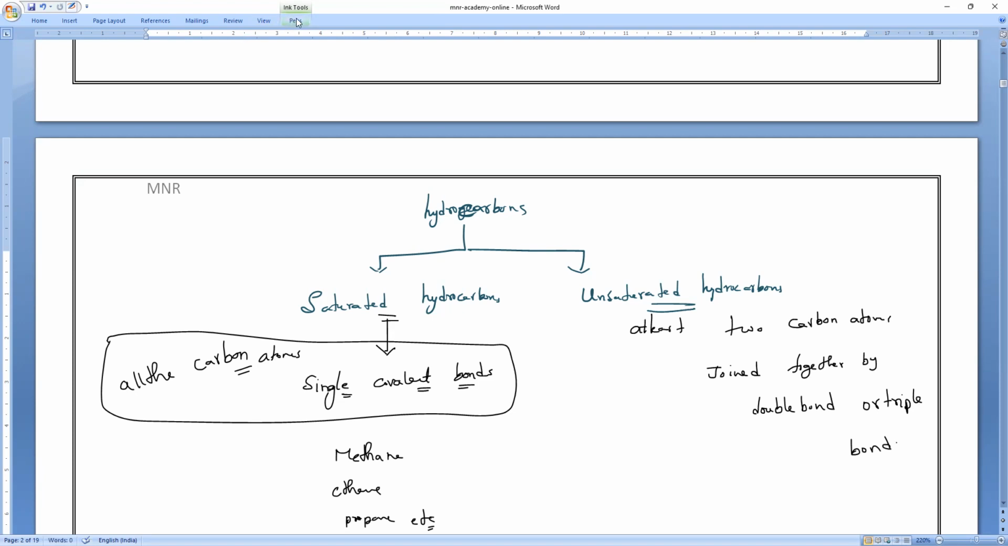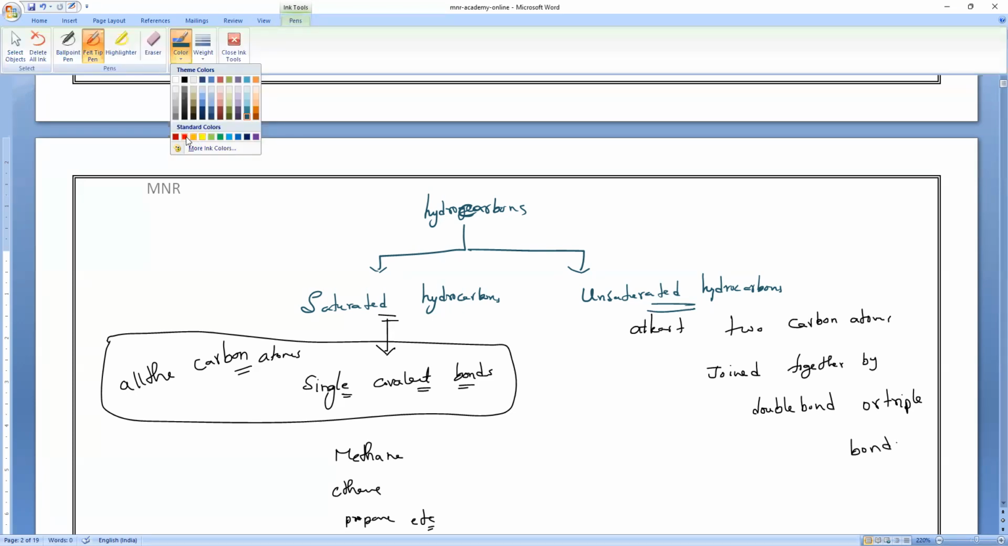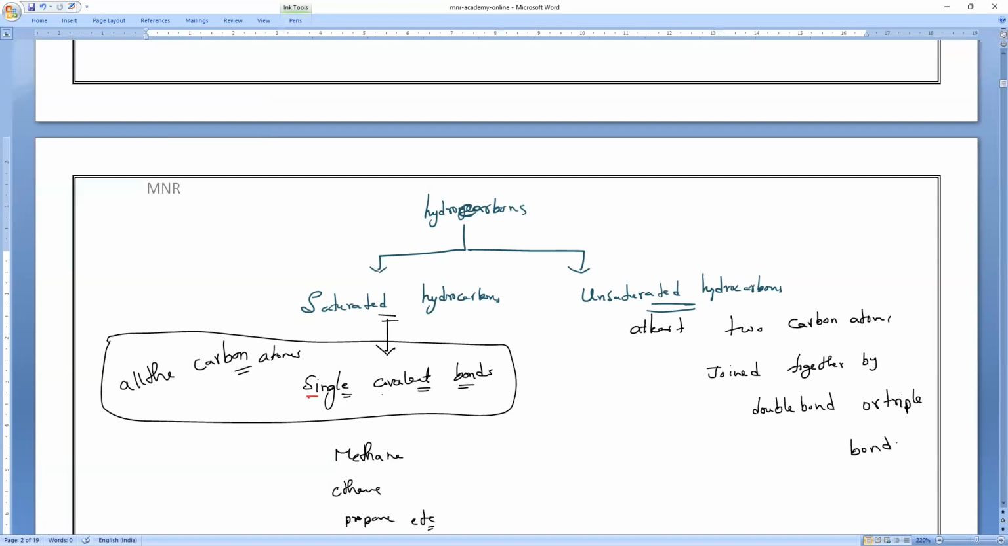Do you understand, everyone? Saturated hydrocarbons means completely single covalent bonds. Unsaturated hydrocarbons means at least two carbons have a double bond or at least two carbons have a triple bond. That is what you have to remember. Are you clear, everyone? Anybody having any doubt, you can ask me.